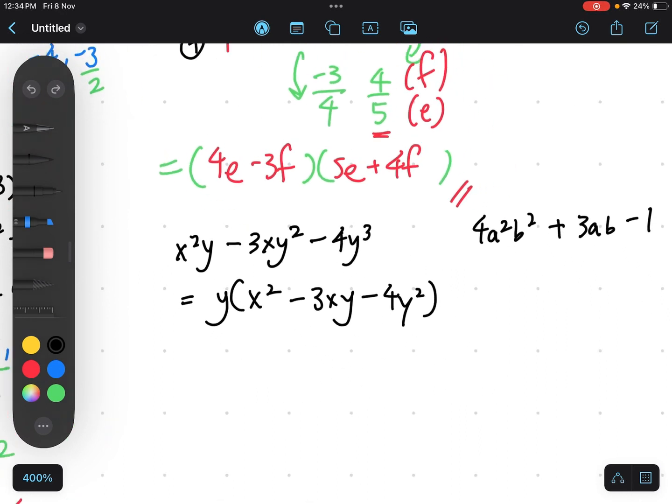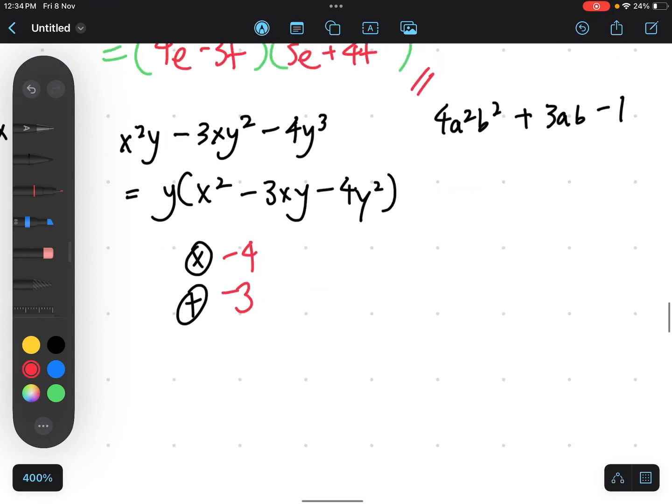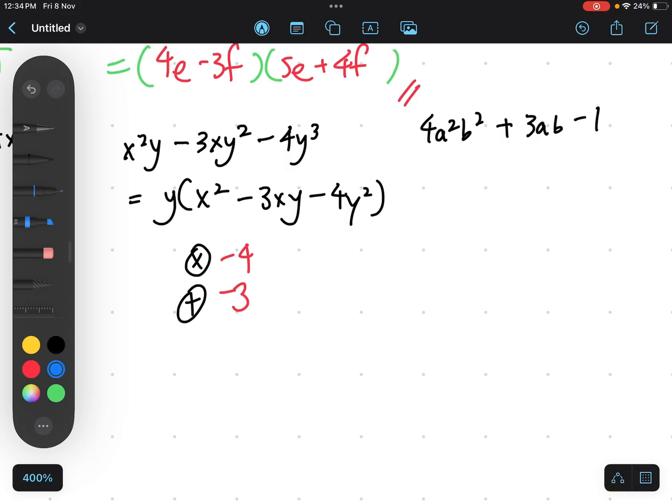So we work on this. Multiplication number, it will be minus 4 times the invisible 1, minus 4. And then your addition number is just b, which is minus 3. So it would be minus 3. And now finding the two numbers isn't really that difficult because 4 only has about 4 factors. So it'll be minus 1 and positive 4. And nope, it's minus 4 and positive 1.